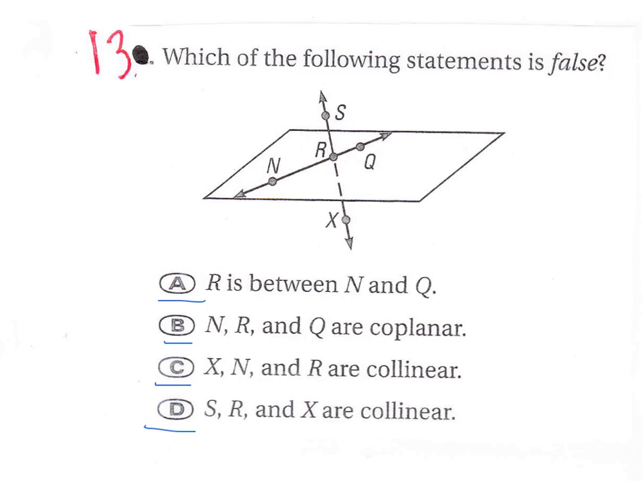Now remember, coplanar, like up here in B, that means all the points are on the same plane. Like your desktop, that's a plane. And then your answers in C and D, they're talking about collinear. Collinear means on the same line. But which one of these statements is false? So go ahead and hit the pause button and take a good look at it.